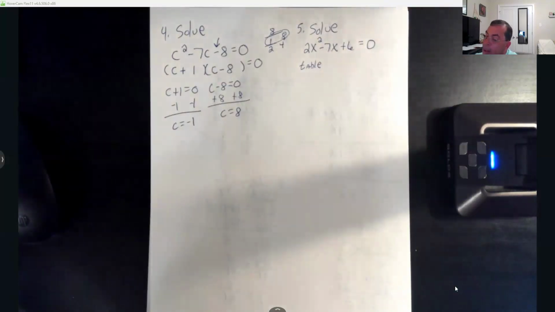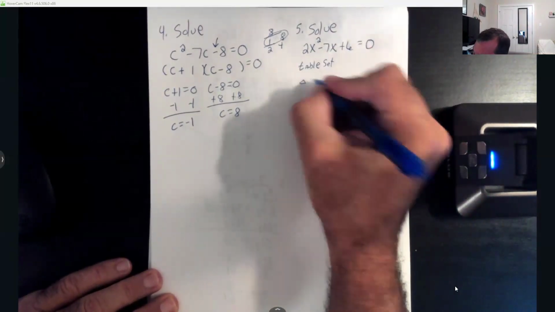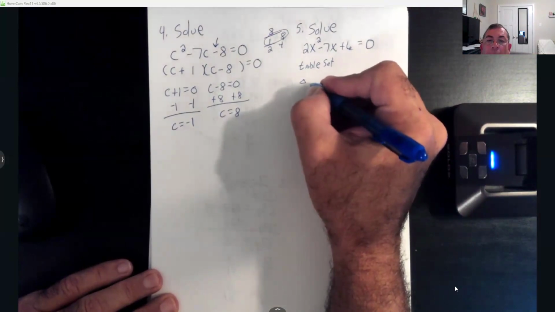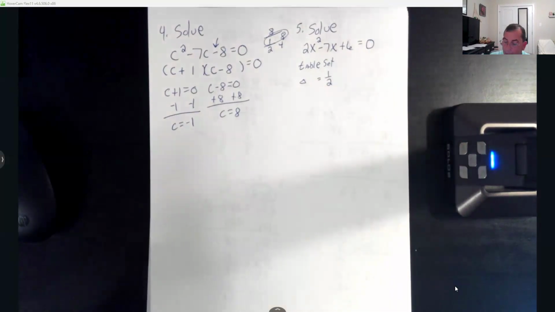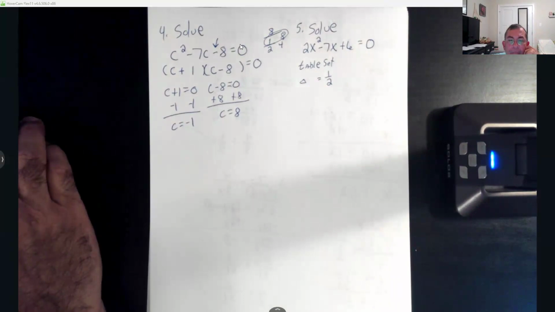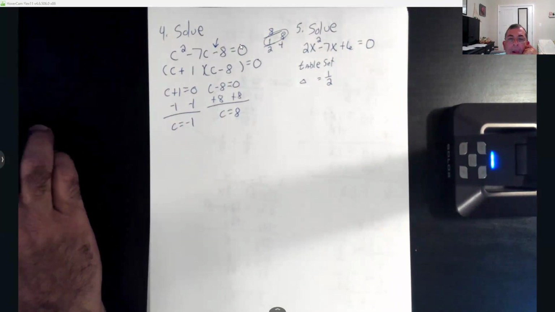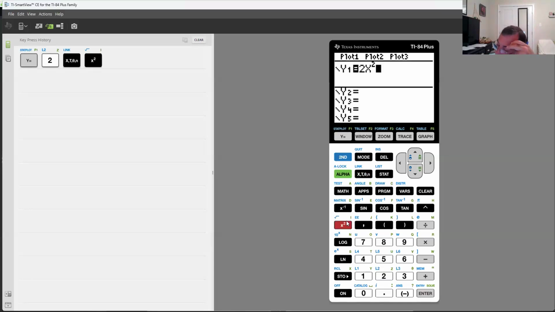What do they call it? The table set. And I'm going to change that triangle. I'm going to change that to a 1/2. And I'll show you what I'm talking about. So let me go to the calculator. I'm going to go to y equals. Let's put that in. 2x squared minus 7x plus 6.